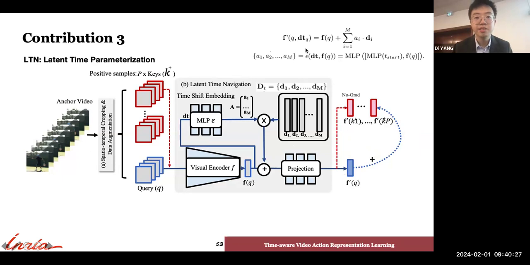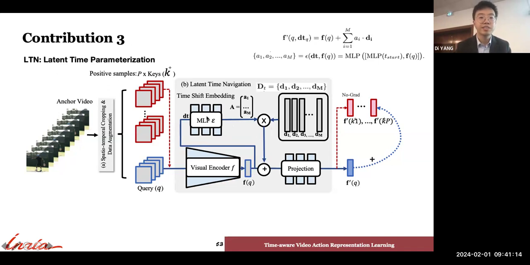So F prime can be formulated as this equation. We encode the starting point of each temporal segment, because when we randomly select a temporal segment, we can generate the time shift between the generated segment and the beginning of this video. So we have a time shift, and we encode this time shift value together with the video feature into a time encoder using an MLP. This encoder is denoted as epsilon.